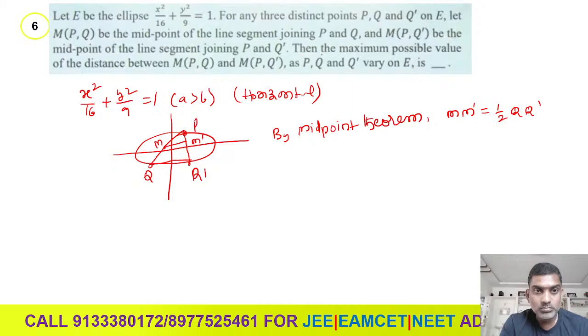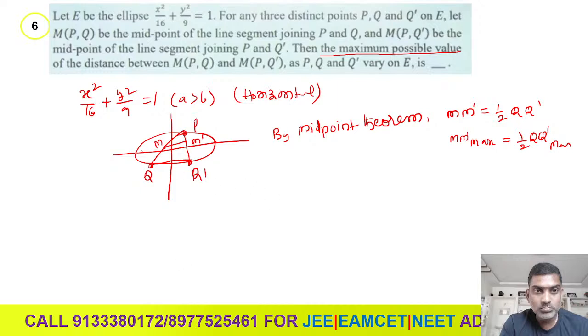But you see here, the maximum possible value. The maximum possible value means M M dash maximum value we have to calculate. Maximum value of M M dash is nothing but 1 by 2 times Q Q dash maximum value. So here Q is any point on the ellipse and Q dash is also any point on the ellipse. If Q moves along the horizontal line and Q dash also moves along the horizontal line, then we can say that Q Q dash is the maximum one. We can get the maximum distance.